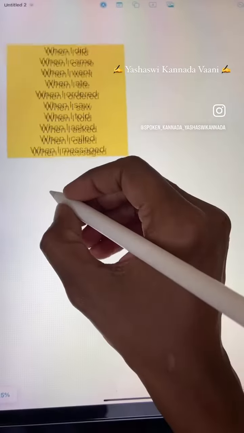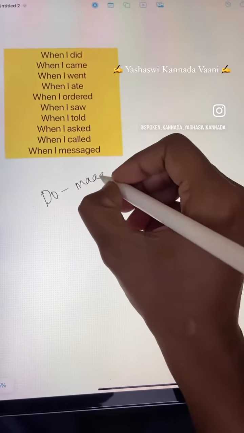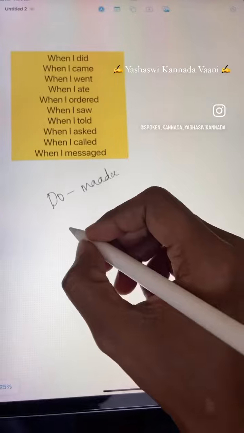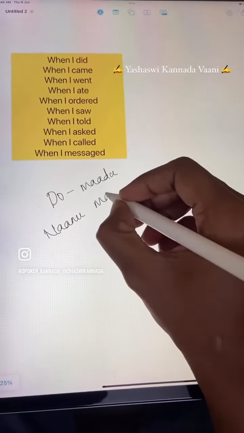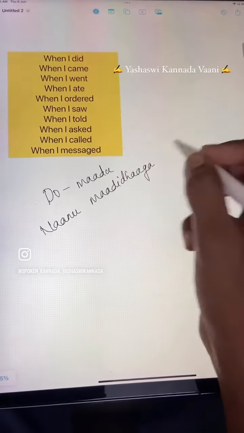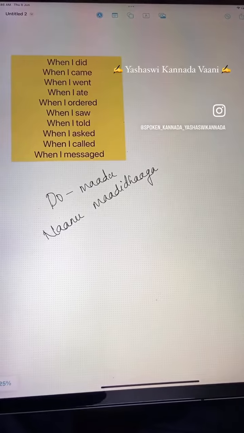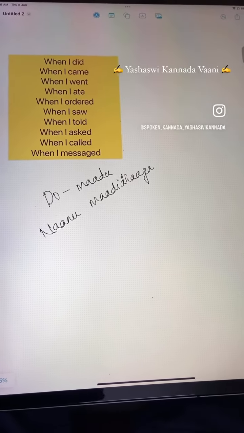So first example, you all know the basic one, do. Do means ಮಾಡು, we all know. So when I did, ನಾನು ಮಾಡಿದಾಗ. So for example, when I called you, ನಾನು ಕಾಲ್ ಮಾಡಿದಾಗ. When I message, ನಾನು ಮೆಸೇಜ್ ಮಾಡಿದಾಗ.